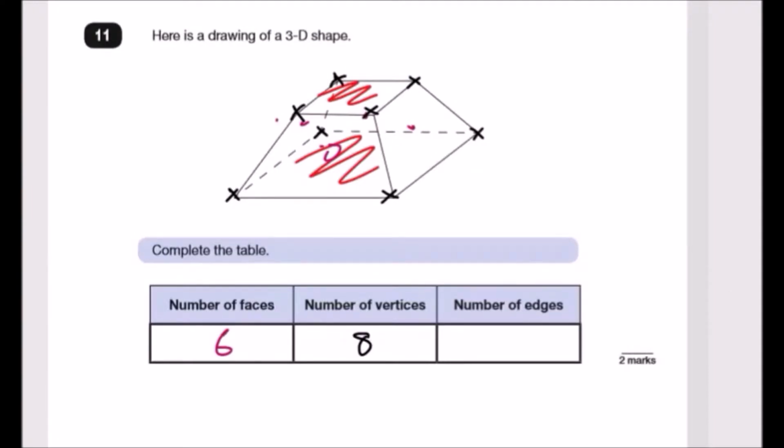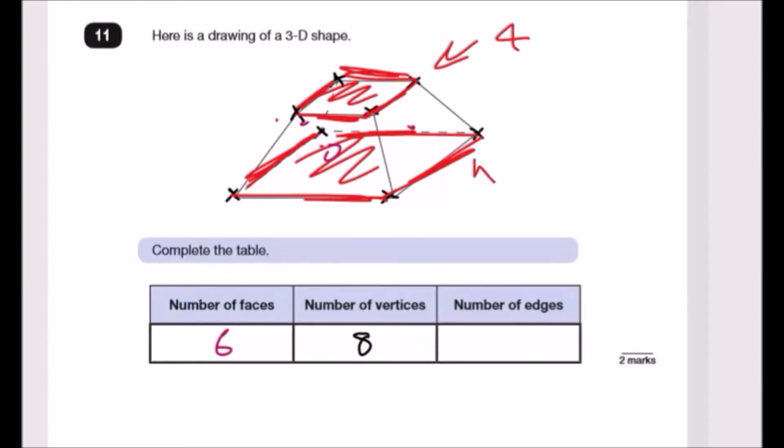Now the last one is the edges. This one is always annoying because I always try counting and sometimes it's easy to make a mistake. If you think about the vertices, let's connect the vertices. So this is 1, 2, 3, 4. We know it's 4-sided. Again, it'll be another 4 here. So 1, 2, 3, 4. So far we got 4 here and 4 there.